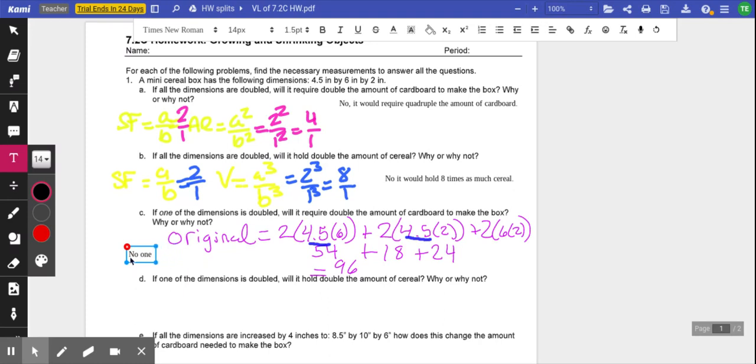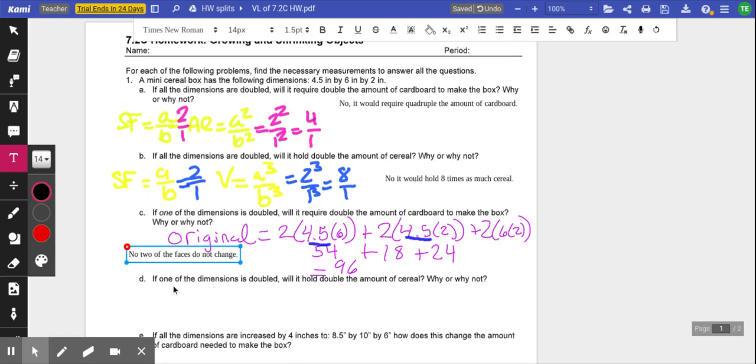I guess it's two of the faces. No. Two of the faces do not change. Again, if I doubled the dimension like the 4.5, these two faces would change, these two faces would change, but these other two faces would not change. So I wouldn't be enlarging the cardboard on those two sides.